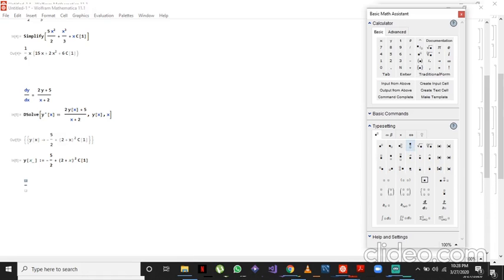Moving on, there's another question that I can solve. It's dy upon dx, another first order differential equation, and if I switch it, let's say 2x plus y upon y minus x.